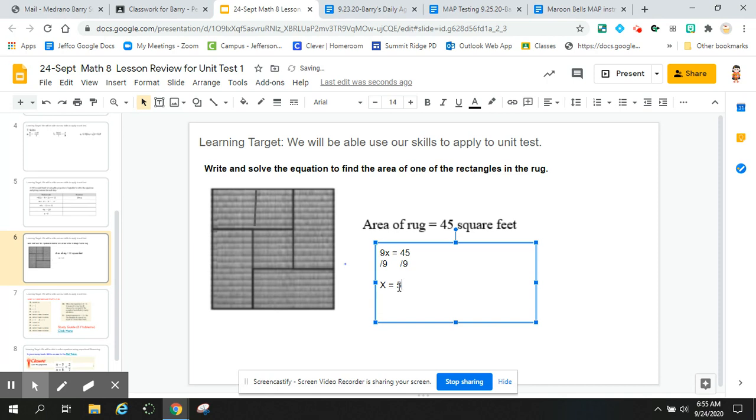But the question was, what is the area of one rectangle? Now this is the area of a square. So just double that, 2 squares. That would be the area of a rectangle. And so your answer would be 10 square feet.